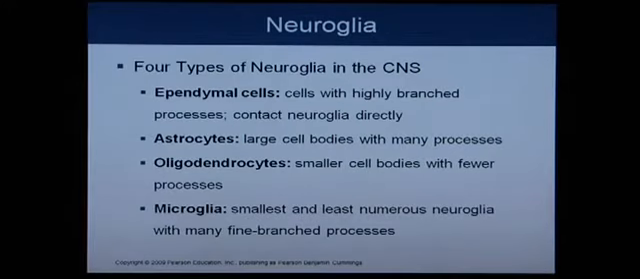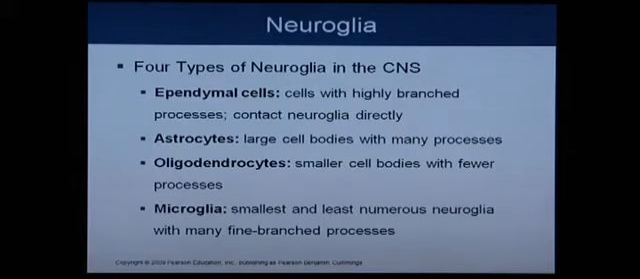We're going to start with central nervous system neuroglia. These are found in the central nervous system specifically. We have first ependymal cells. The ependymal cells are cells with highly branched processes, so they've got lots of little processes that come off of them, sort of like how dendrites look. But we'll see a picture just to give you a comparison.